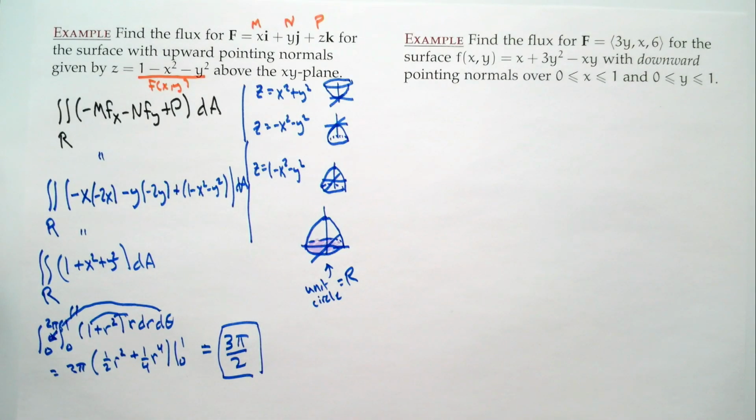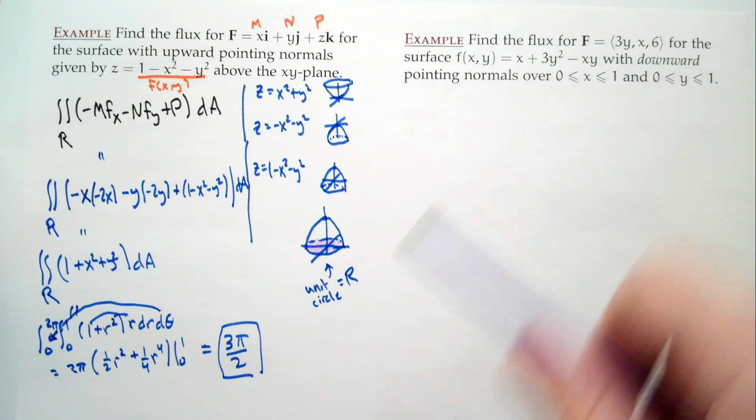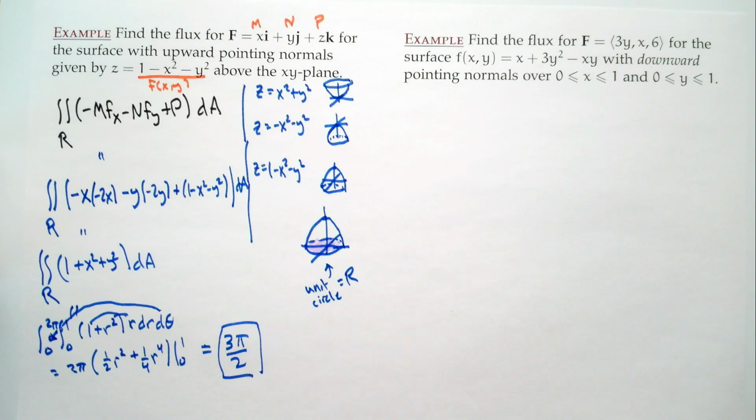Let's try another one. Find the flux for F, which is 3y comma x comma 6, for the surface f of xy equals x plus 3y squared minus xy with the downward pointing normals over 0 less than or equal to x less than or equal to 1 and 0 less than or equal to y less than or equal to 1. And they really made an emphasis for the word downward. Okay, so that says you flip your orientation. When you flip your orientation, what do?